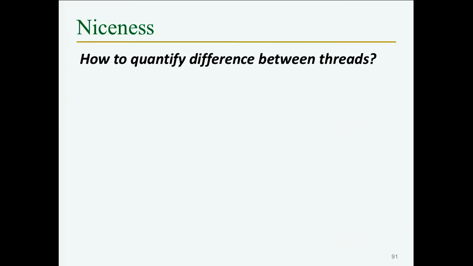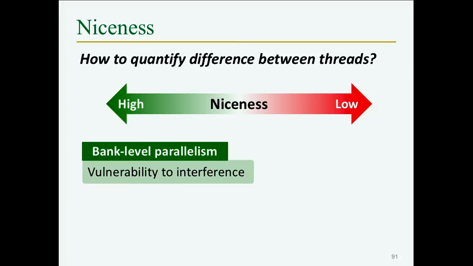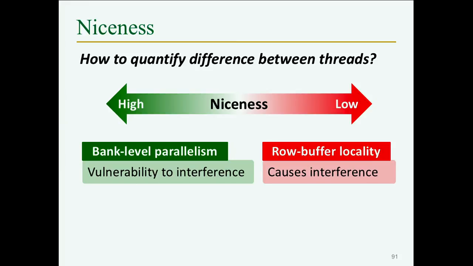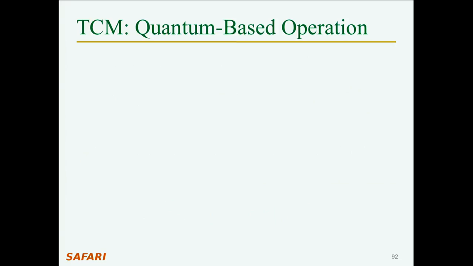So that's the idea. We're going to quantify the difference between the threads. I'm not going to go into the detail again here, but we're going to have niceness, inspired by the niceness of Unix or Linux. Some threads have high niceness, some threads have low niceness. Bank-level parallelism provides you high niceness, but now you're vulnerable to interference. And if you're not so nice, you cause interference and you're less vulnerable. There's a way of adding these up, heuristically again, that gives you a niceness metric. Let's assume that you have a good niceness metric.